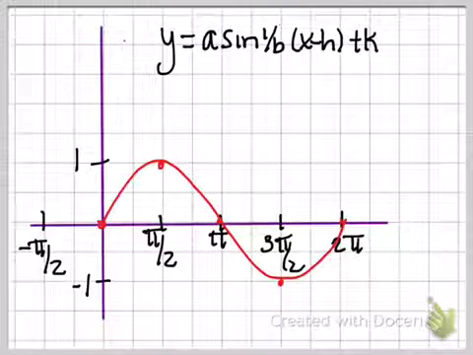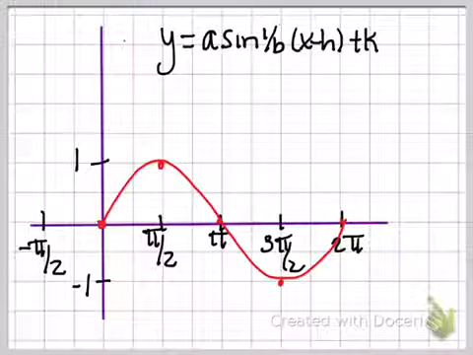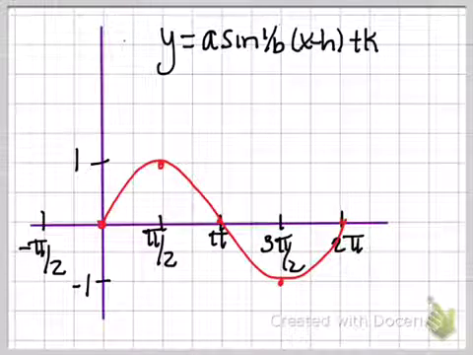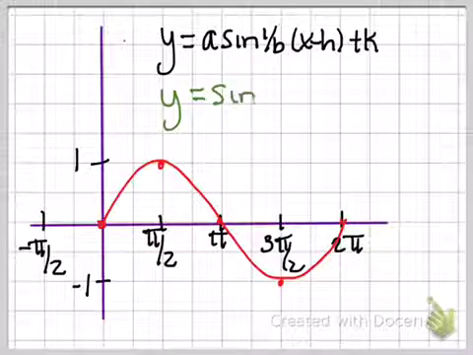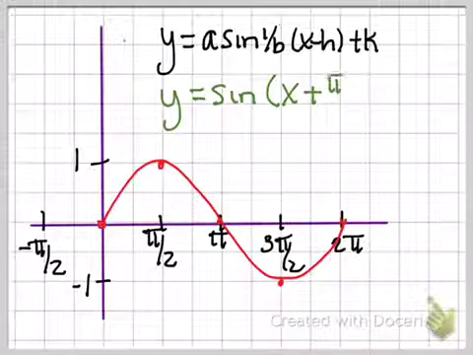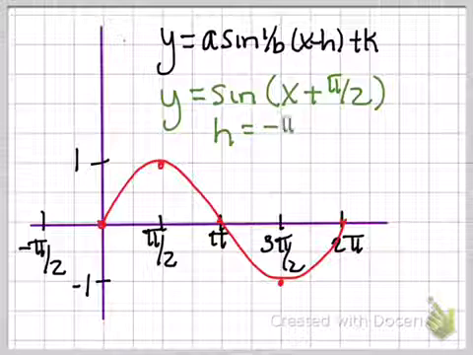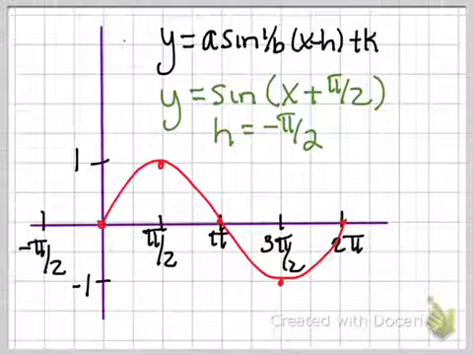Now let's look at what happens when we apply an h. And remember, the h moves it left or right. So if we wanted to move our graph left, we could do something like this: y equals sine parentheses x plus, say, pi over 2. That would make our h negative pi over 2, shifting everything over pi over 2 units. So it would look something like this.